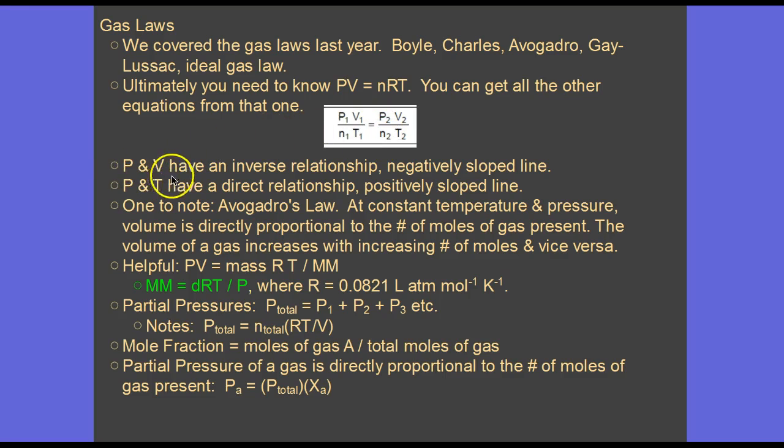Pressure and volume have an inverse relationship. It's a negatively sloped line. So if one increases, the other decreases. Pressure and temperature have a direct relationship. So if pressure increases, the temperature is increasing, and it's a positively sloped line.